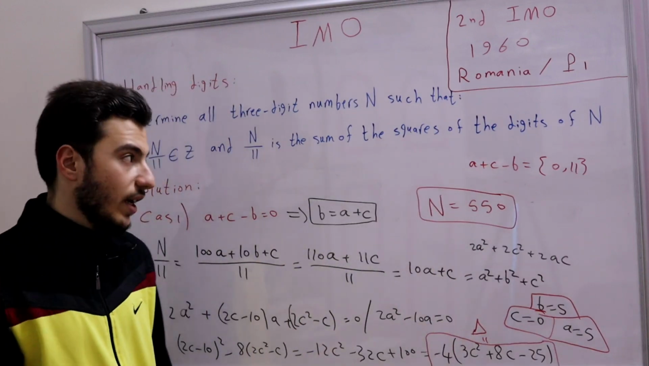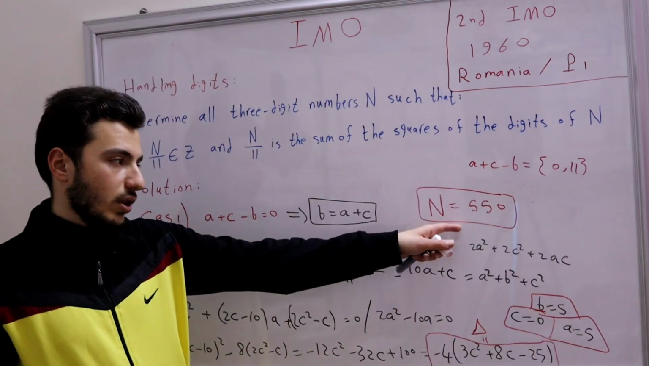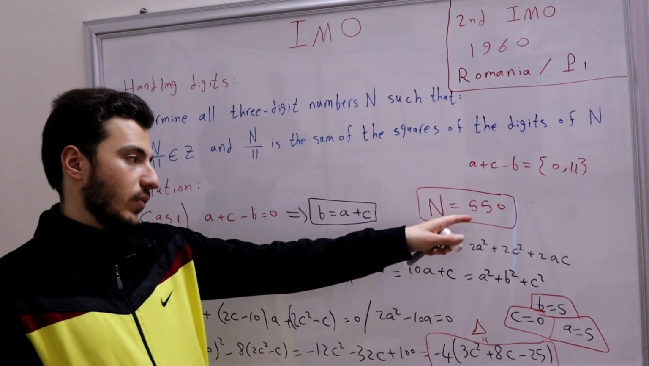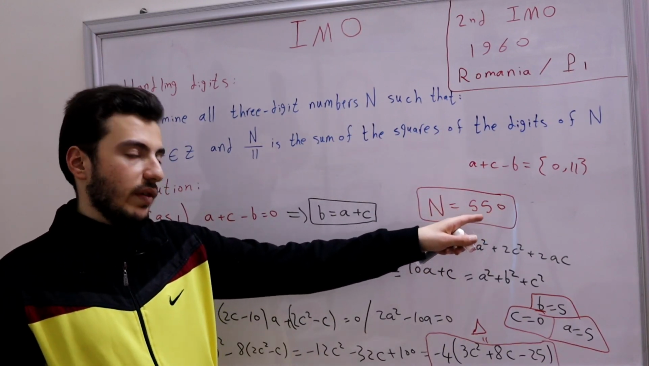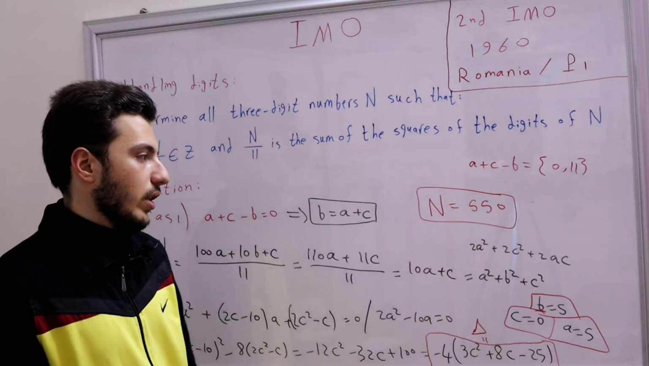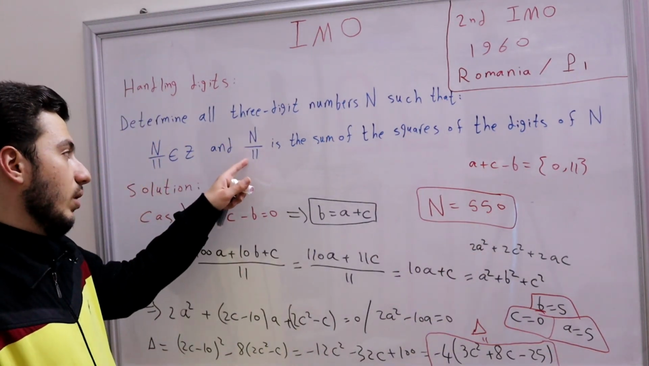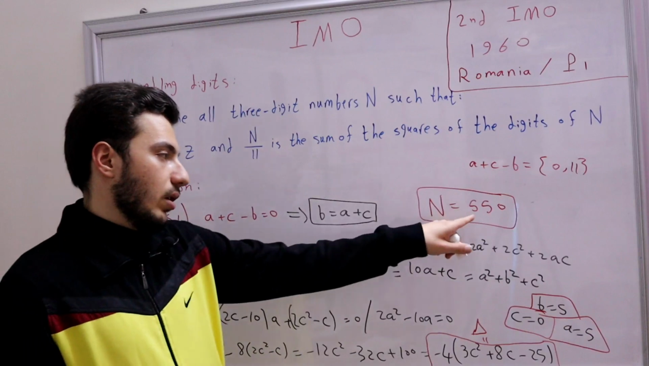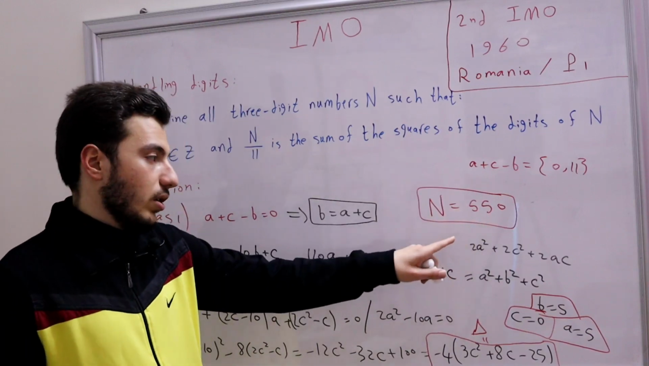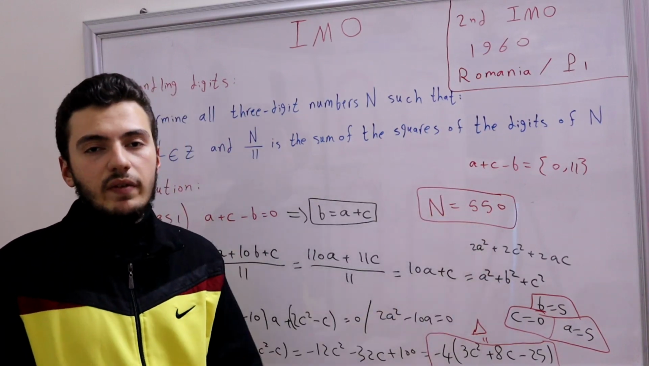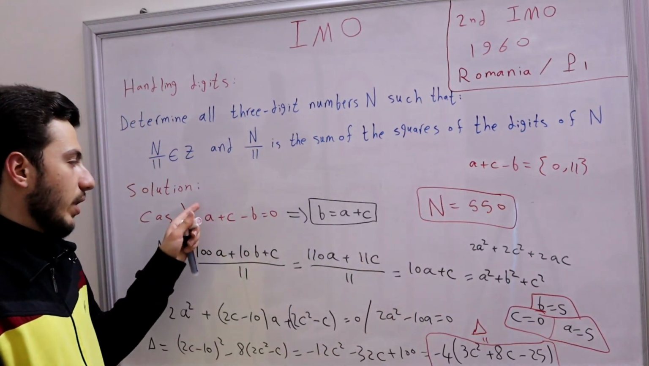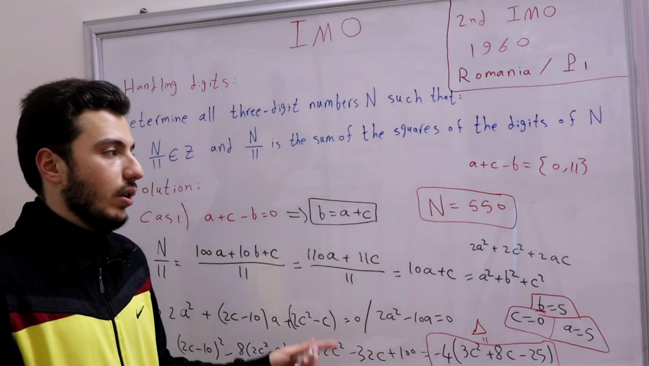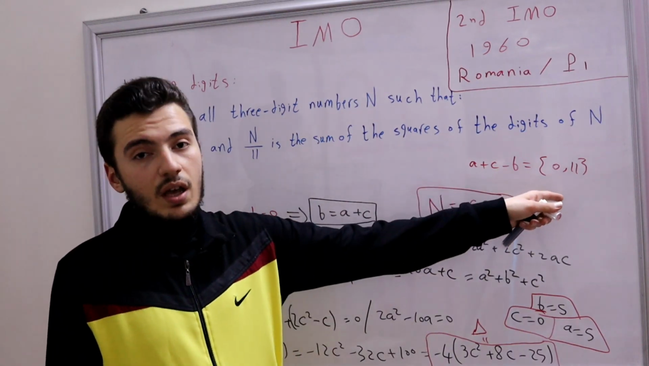So you can actually check that. If you divide this number by 11, you will get 5 squared plus 5 squared, which is 50. So let's actually check that. n divided by 11, that means 50, is equal to 25 plus 25, which is 50. So that means that this is our first solution in the first case. Great. So now we are just left with our second case.